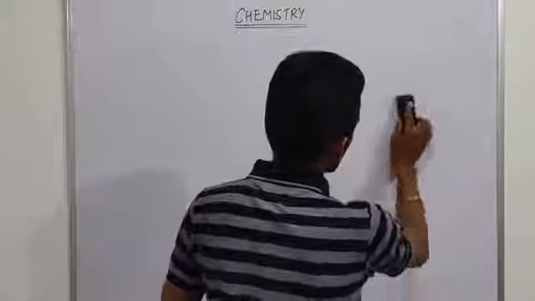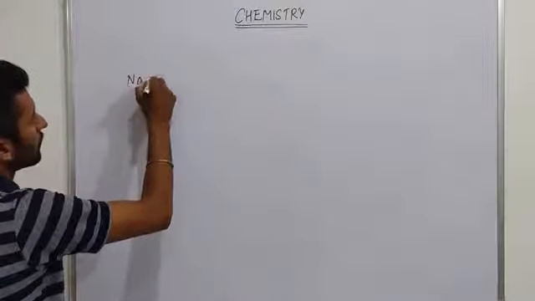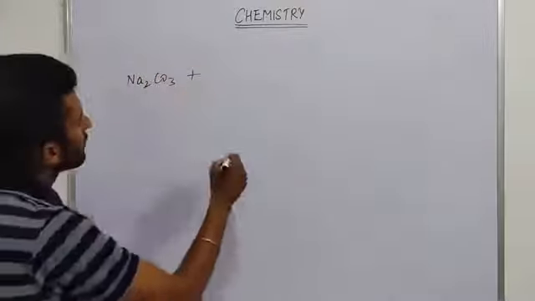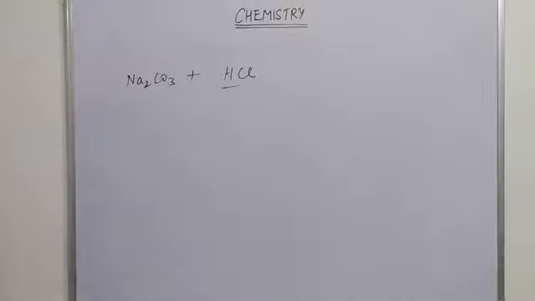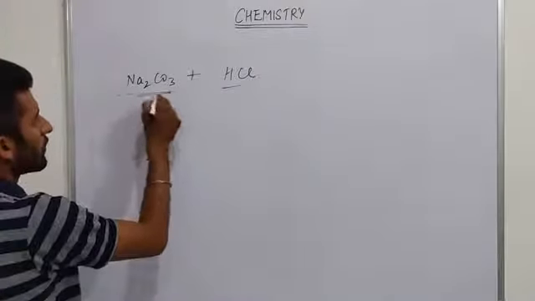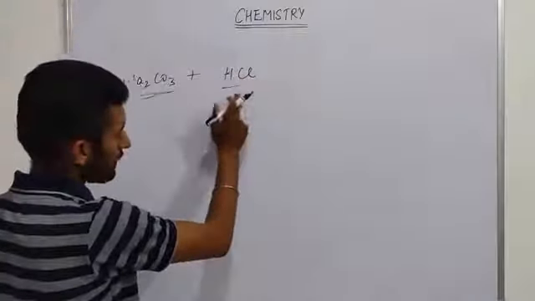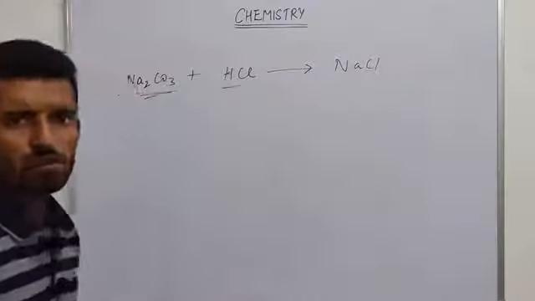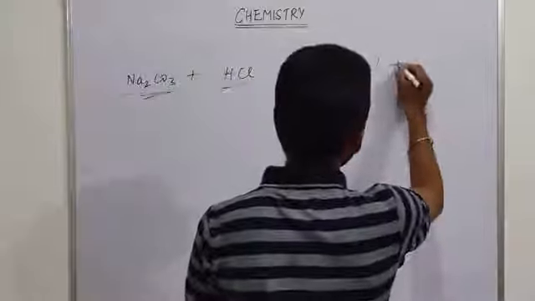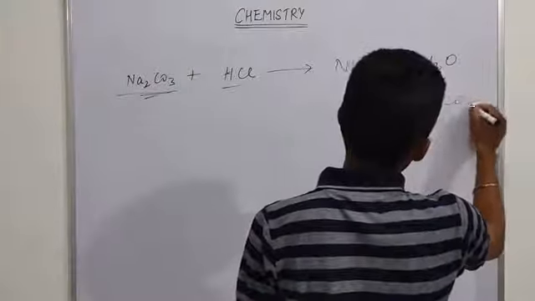a gaseous product, that is when sodium carbonate is combined with hydrochloric acid. I am writing here formulas because you had done the formulas in your previous chapter. So sodium carbonate has formula Na2CO3, hydrochloric acid has formula HCl. So when it combines, there is formation of sodium chloride, which is salt in nature, salty in nature, along with there is formation of water, and along with that there is formation of carbon dioxide.